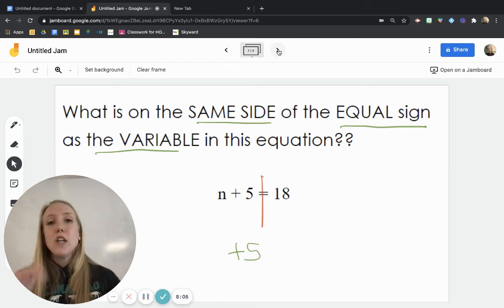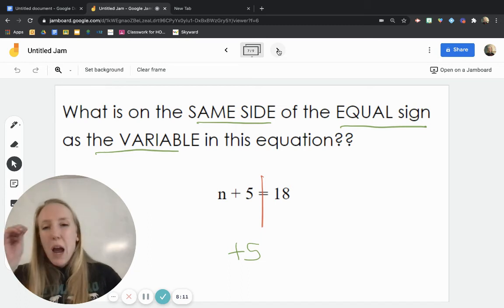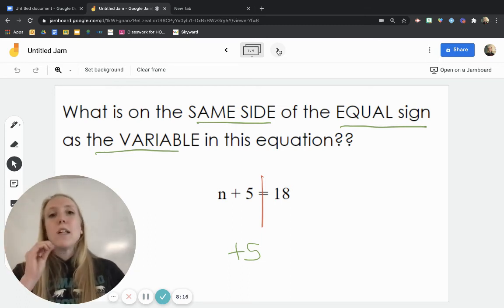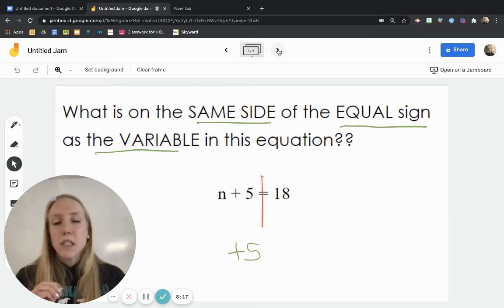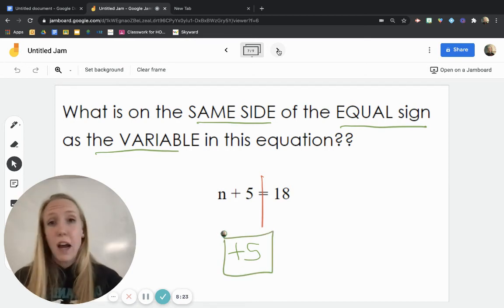And you have to know how to do this because we're going to have to start calculating things. And I don't want you to start doing random things with random numbers. I want you to know exactly what you're looking at. I want you to be able to tell me what is on the same side of the equal sign as the variable. And in this case, it is plus 5. And make sure you include that operation. Don't just say 5.